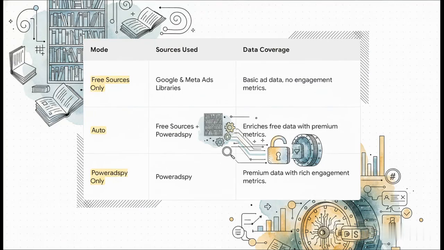First, you've got free sources only. This pulls basic ad data right from the public libraries. Then there's auto mode, which is this really smart hybrid approach. It takes that free data and juices it up with valuable engagement metrics from Poweradspy. And for the absolute richest data, you can go Poweradspy only for direct access to all those premium insights.